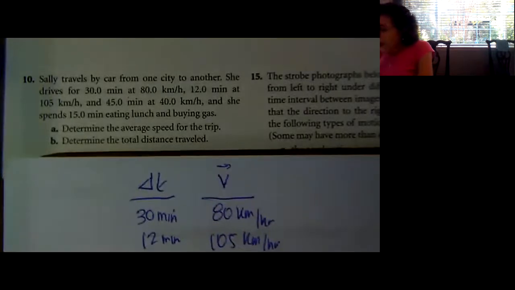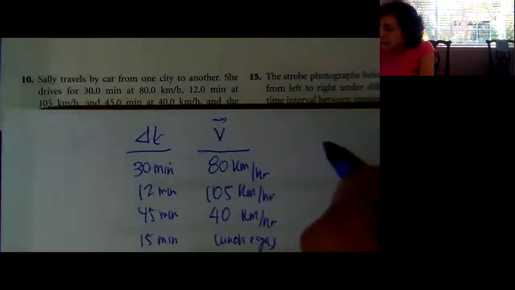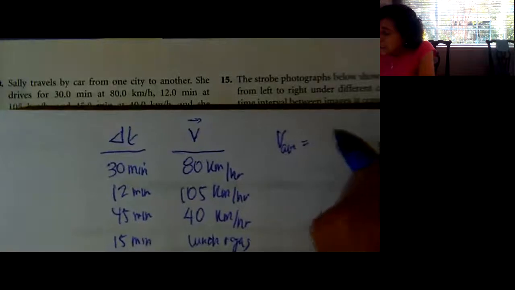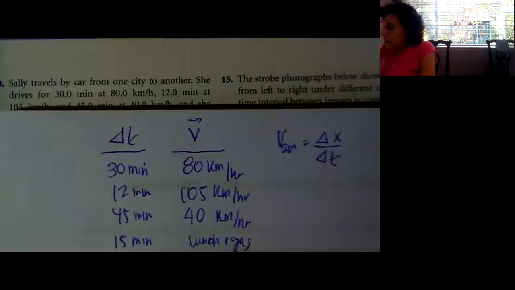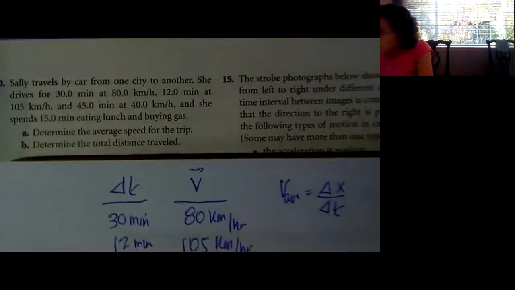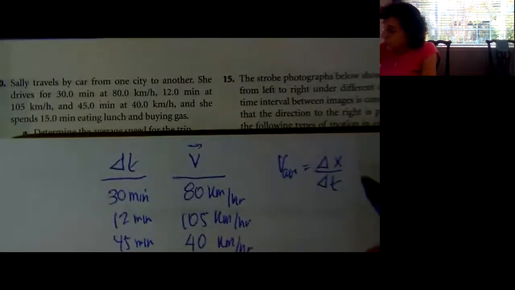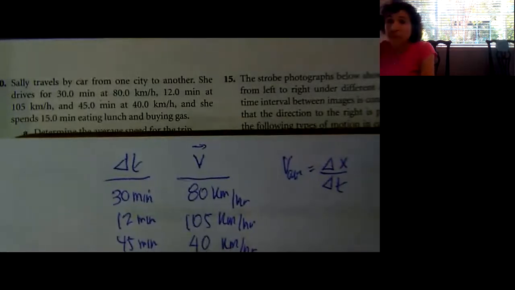Okay, so we want to know average speed. So I'm going to write down here, what is average speed? The average is delta x over delta t. Okay, now because we need to know what the average speed is for the whole trip, that means I'm going to need to know what delta x is for the whole trip. But we notice, she went different distances and different times here.